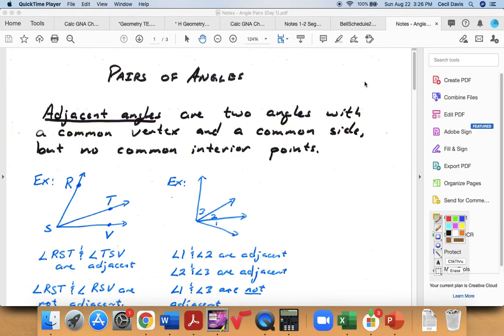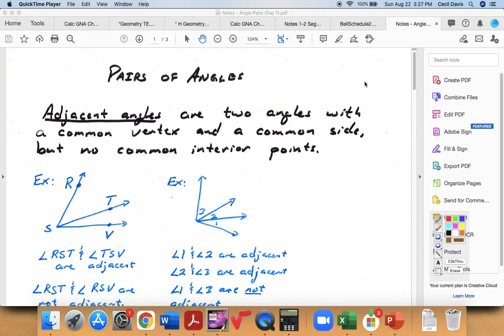All right, for today's lesson, we're going to be looking at pairs of angles. I should note before we get started on this that this material will not be on our first test. Our first test is next Tuesday. This will not be on that test. This will be on the test after that.